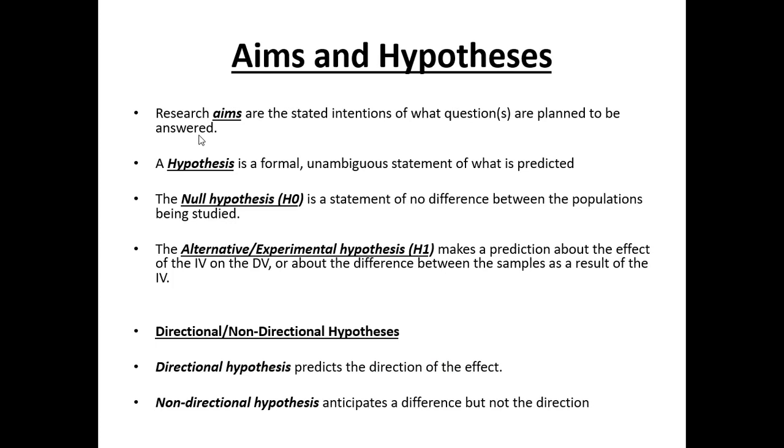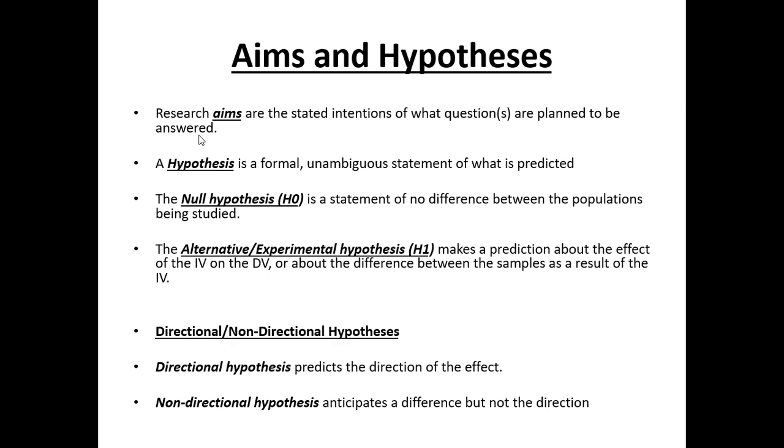You will have an aim and some hypotheses in your research. The aim is the intention of the researcher, what the experimenter wants to happen, what they want to investigate, what they plan to look at. A hypothesis is a statement of what they are predicting to happen. A null hypothesis is a statement to say that there'll be no difference, that nothing will happen, it will be due to luck. And an experimental hypothesis is predicting what the effect will be or predicting what a difference will be.